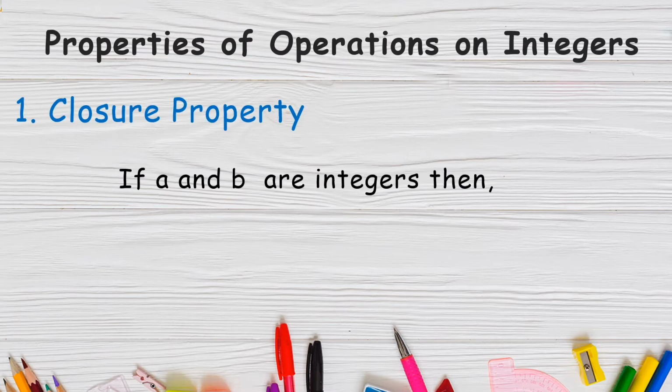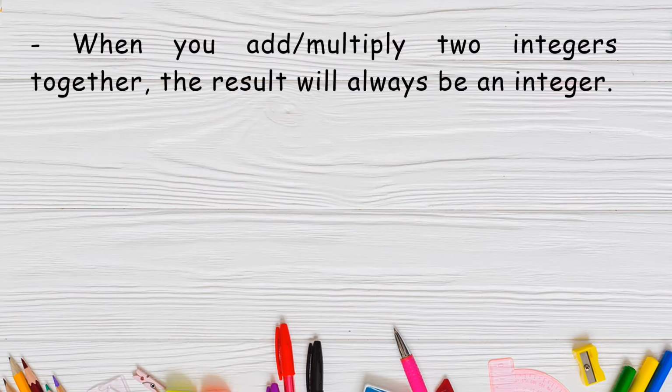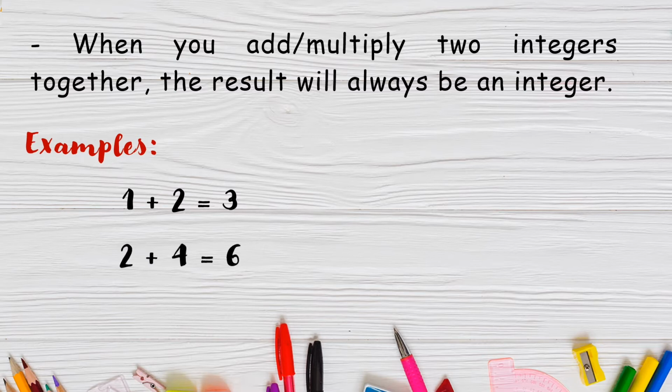Closure property. If a and b are integers, then a plus b is an integer. A times b is an integer. When you add or multiply two integers together, the result will always be an integer. For example, 1 plus 2 equals 3. 3 is an integer. 2 plus 4 equals 6. 6 is an integer. 4 times 2 equals 8. And 5 times 3 equals 15. That is an integer. So that is what we call closure property.